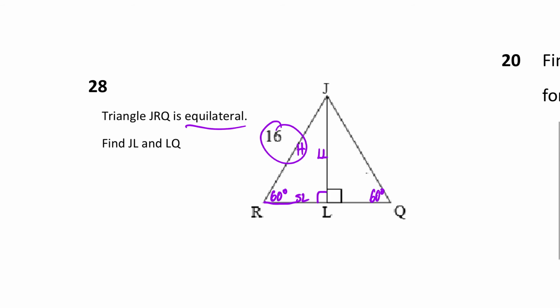So how long is this going to be? It's 8 because you just divide by 2. And then for up here, we multiply by the square root of 3. So 8 times the square root of 3, 13.86.